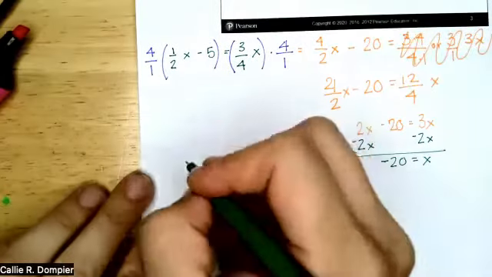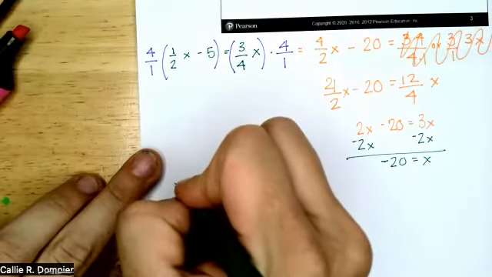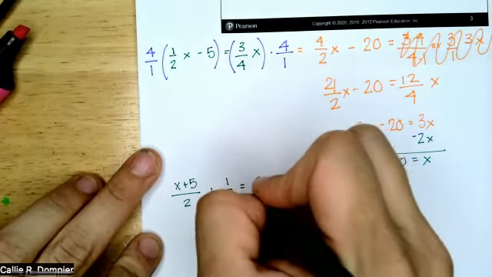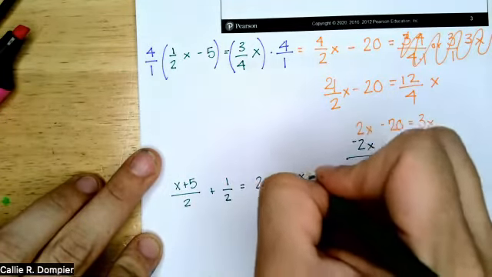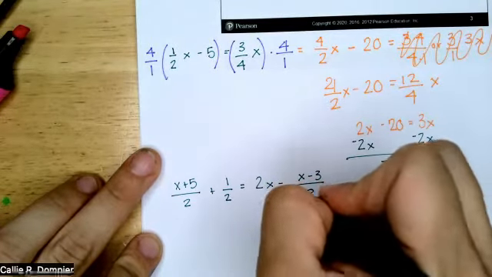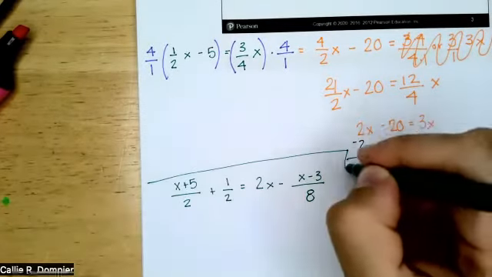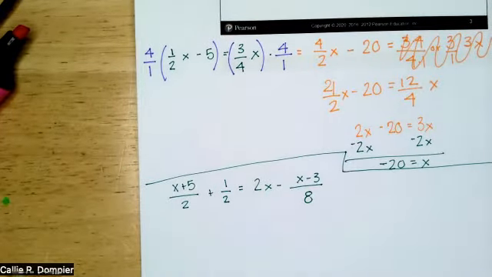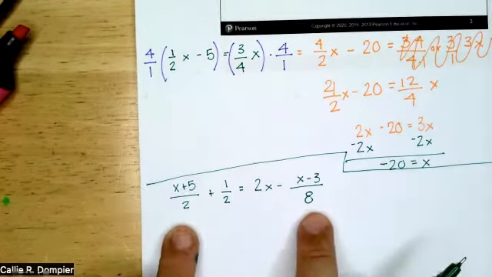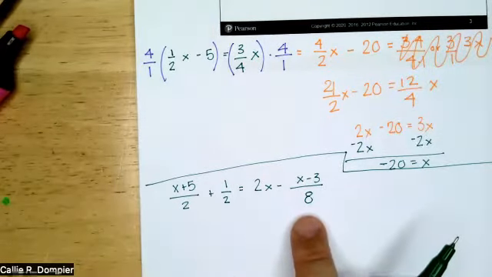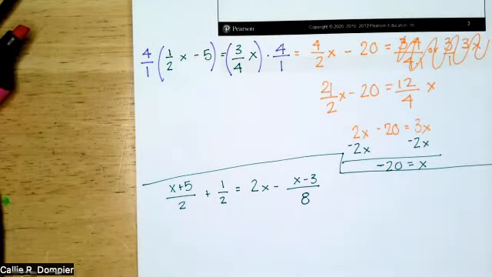Next one was x plus 5/2 plus 1/2 equals 2x minus x minus 3/8. So we're looking for a multiple of 2 and a multiple of 8. Again, our multiple of 2 and 4 here was 4, so our multiple of 2 and 8 here can be 8. I'm going to take all of those and multiply them by 8.